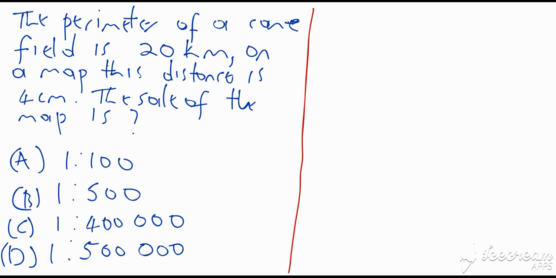Here's an example of our next question. The perimeter of a cane field is 20 kilometers. On a map, this distance is 4 centimeters. The scale of the map is.